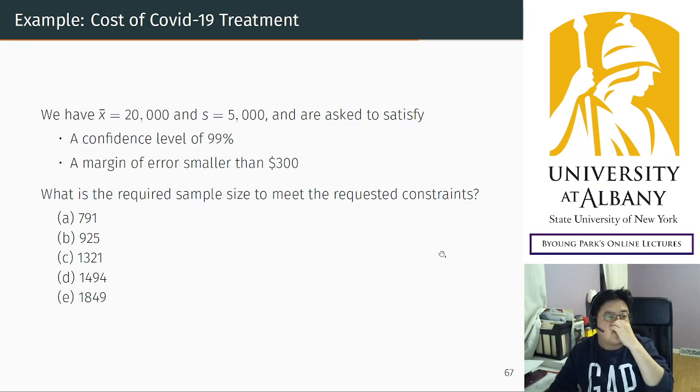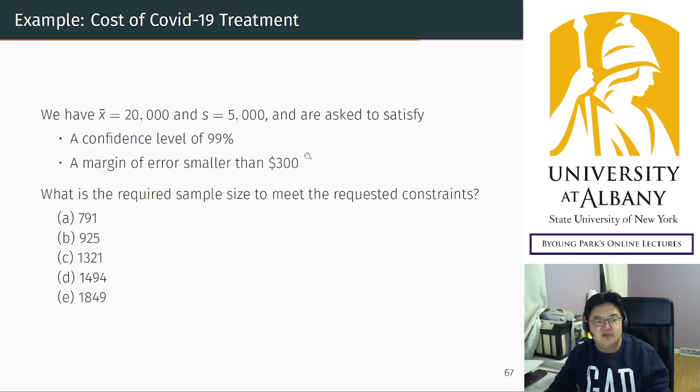So here is another question you can try. The same situation. The mean is 20,000 and the standard deviation is 5,000. Now I'd like to do it even more accurately. So the confidence level does not change. It's still 99%. I would not sacrifice this. But the margin of error should be smaller than or equal to $300. What is the required sample size to meet those two constraints? Pause the video and try this by yourself.